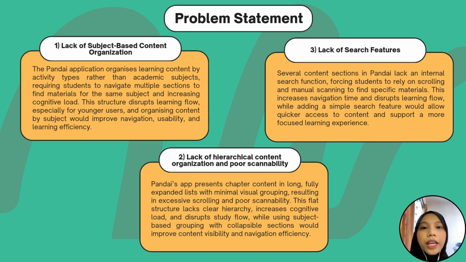Second, the application lacks clear hierarchical content organization and has poor scannability. Content is presented in long, fully expanded lists with minimal visual grouping, which leads to excessive scrolling and makes it difficult for students to quickly locate relevant materials. Finally, several sections of the app do not include a search feature. As a result, students must rely on manual scrolling to find specific content, which increases navigation time and interrupts focused learning. These issues highlight the need for a more structured and intuitive information architecture.